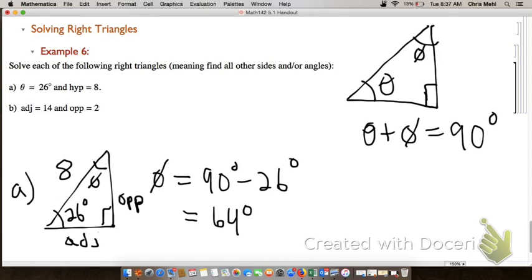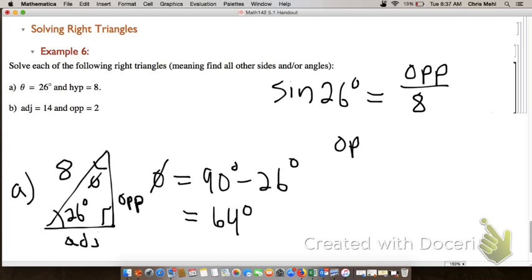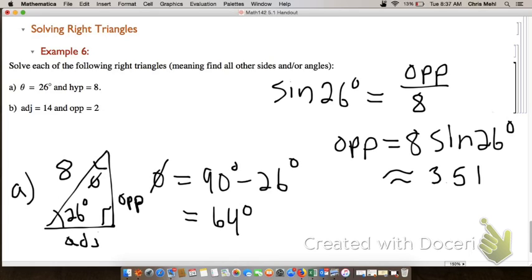Now I need to find the length of the opposite side and the adjacent side. First of all, if I want to solve for the opposite side, since the hypotenuse is known, I can apply sine to this 26-degree angle, which would be the length of the opposite side over the hypotenuse. So that tells me the length of the opposite side is 8 sine of 26 degrees. Using our calculator to approximate to 2 decimal places, I get 3.51. So there's the length of the opposite side.